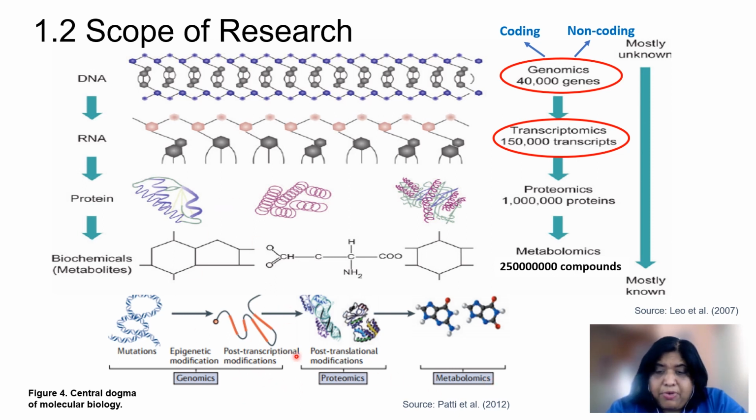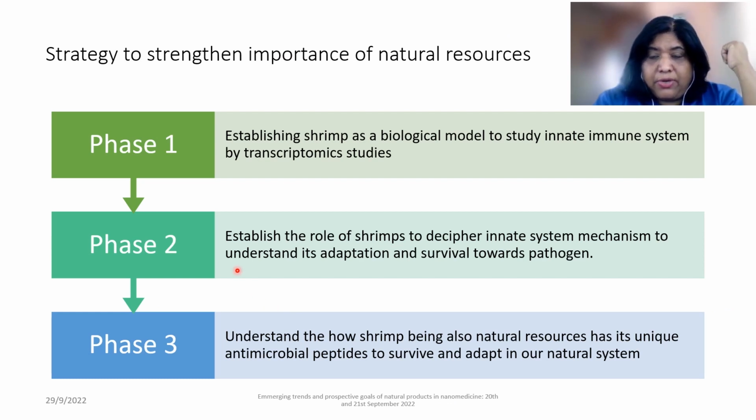So based on this scope of research, and based on the hypothesis, we notice phenotypically the shrimps have exhibited different disease tolerance, maybe because of the way they have been domesticated and selected for. So the strategy that we are currently doing is, we have three phases in our lab. First phase is establishing shrimp as a biological model, where we study the innate immune system by transcriptomic studies. The second phase is to establish the role of shrimps to decipher the innate system mechanism to understand its adaptation and survival towards pathogen. And the third phase is to understand how shrimp, being also a natural resource, has its unique antimicrobial peptides to survive and adapt in our natural system. So these are the strategies we use to apply genomics in the system we are studying.